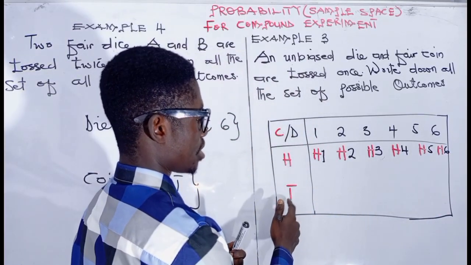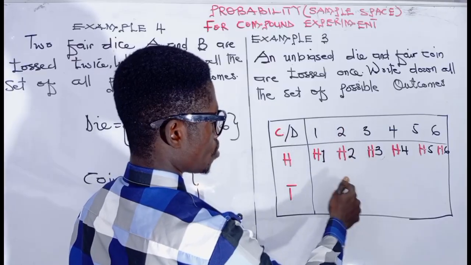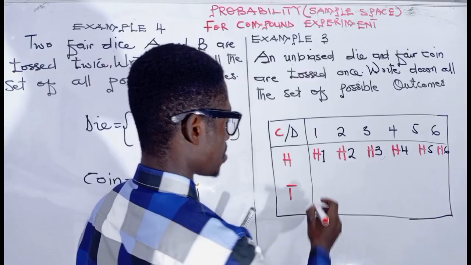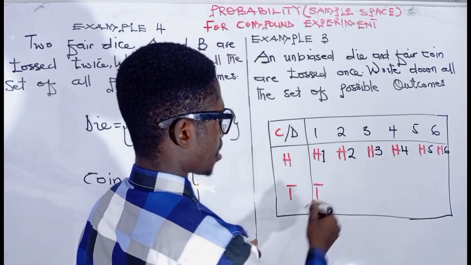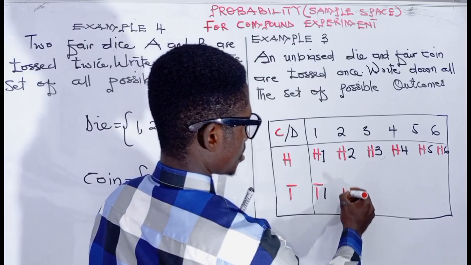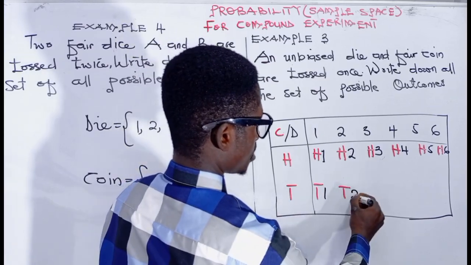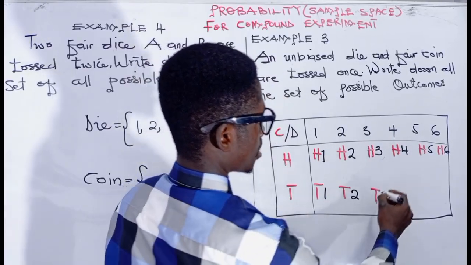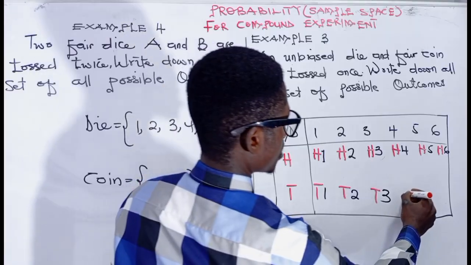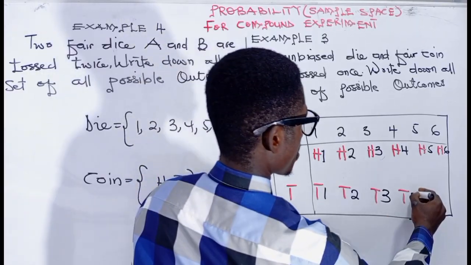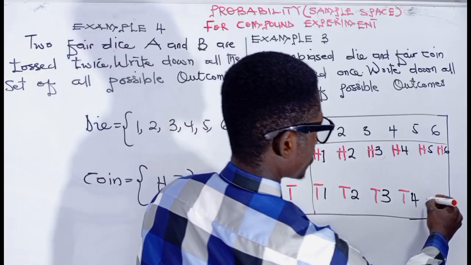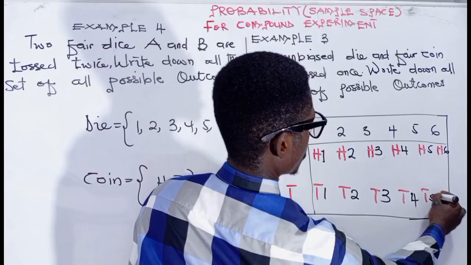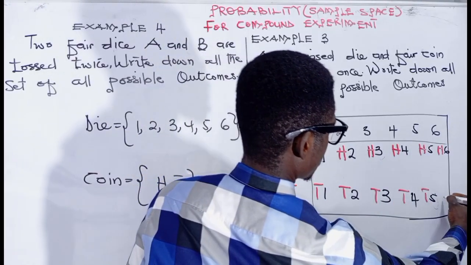Then you move on to the tail side. We have T1, T2, T3, T4, T5, and then T6.